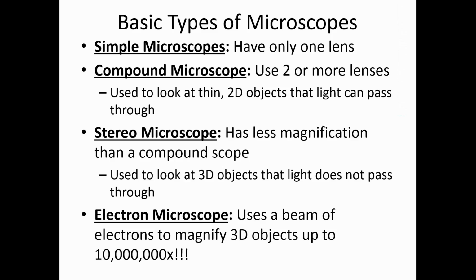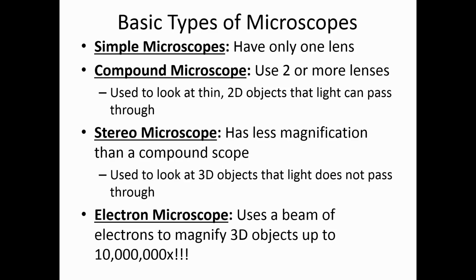So there are 4 basic types of microscopes that we need to be aware of. The first one is a simple microscope. It has only one lens. This is the first type of microscope that was used, and these microscopes can be quite powerful depending on the shape of that lens, but they can also be something as simple as a magnifying glass. So that's basically what a simple microscope is. It uses one lens at one time.